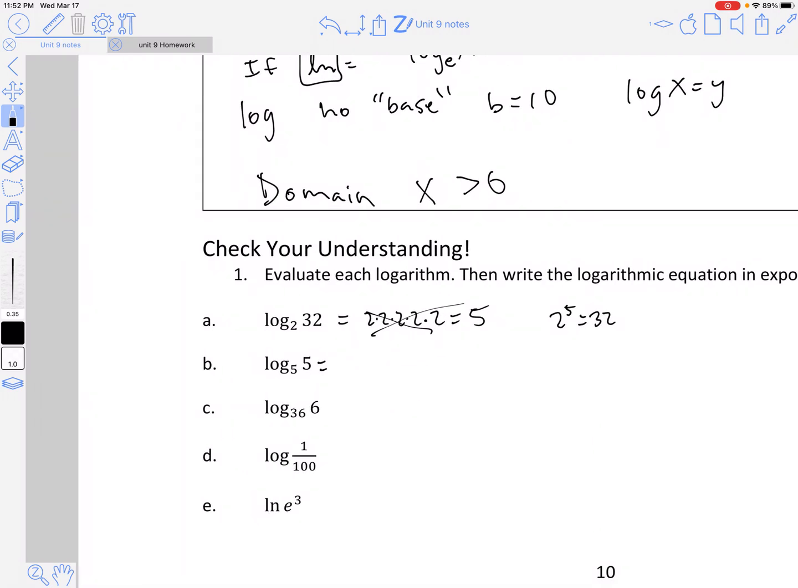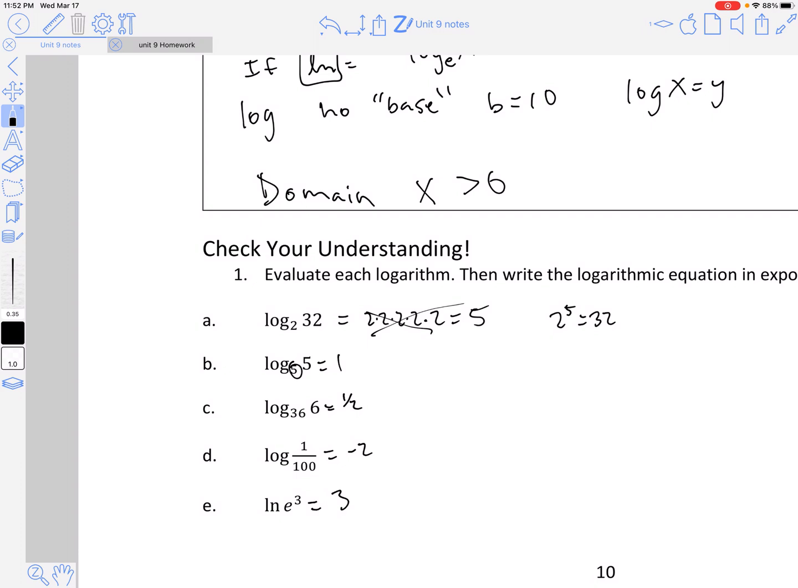So think about these. If you want to pause it and do them first, that'd be great. But log base 5, meaning 5 has an exponent. What is it that creates 5? Well, that's a 1. Okay? 36 has an exponent that creates 6. It's actually 1/2. Okay? A 10 has an exponent that creates 1 over 100. It's going to be -2. E has an exponent that's going to create e to the third. Well, if e to an exponent equals e to the third, then the answer is 3.